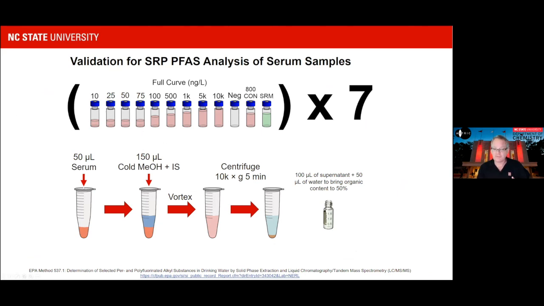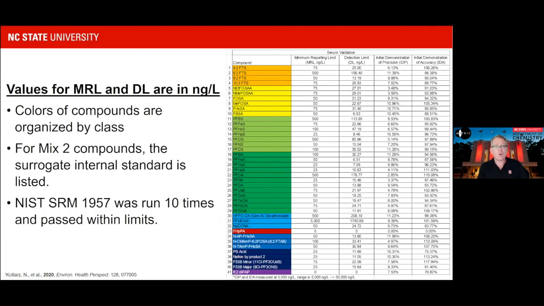The method's really simple for serum. You just crash out your proteins with 3 times the volume of cold methanol with the internal standards of the mixes from CIL, whether it's 1 or 2, and then you do a centrifugation, and then you can make your measurements. When you do this, we get really nice numbers.